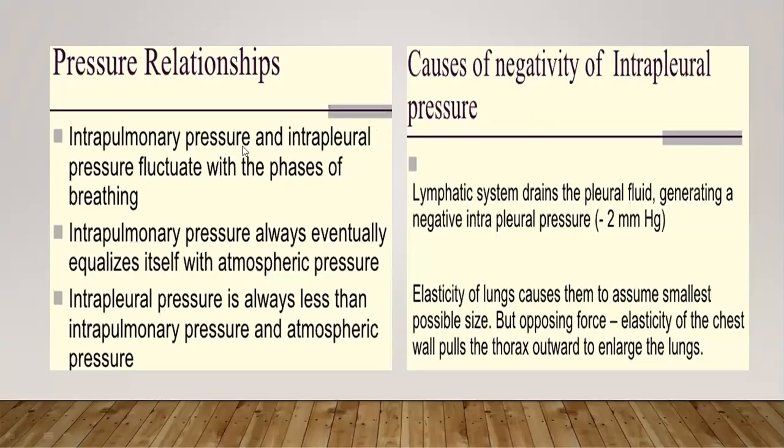So the pressure relationship: intrapulmonary pressure and intrapleural pressure fluctuate with the phases of breathing, right? I will understand that because that's the only way breathing can occur. Pressure differences, volume differences. Intrapulmonary pressure always eventually equalizes itself with atmospheric pressure, because at some point, even if it's just milliseconds, you're not breathing in or out. And intrapleural pressure is always less than intrapulmonary pressure and atmospheric pressure.